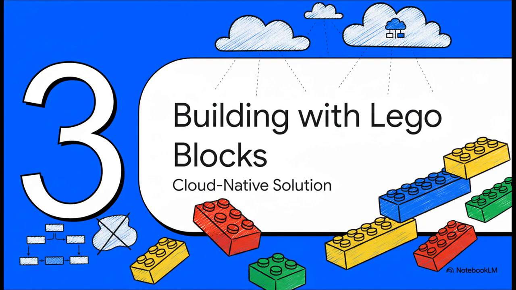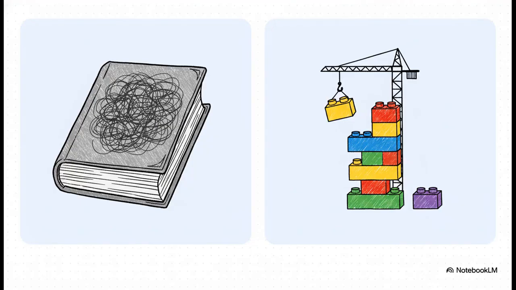And this is where we get to pivot from the problem to the solution. It's time to stop writing a novel and finally start building with Lego blocks. So, welcome to the cloud-native solution. Okay, so look at this. On the left, you've got the monolith, that tangled novel we've been talking about. It's one big piece, which makes it super difficult to change and really hard to scale.